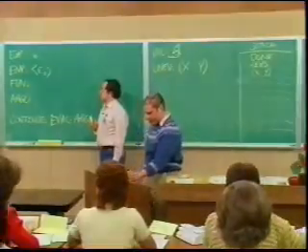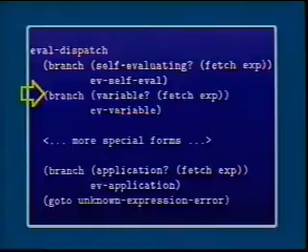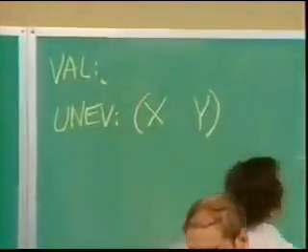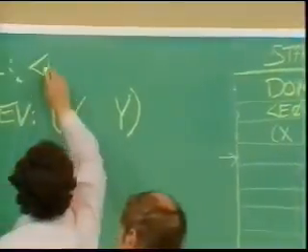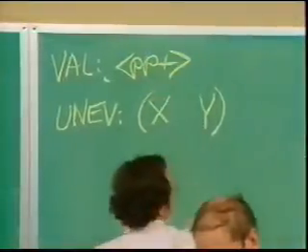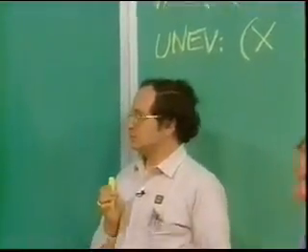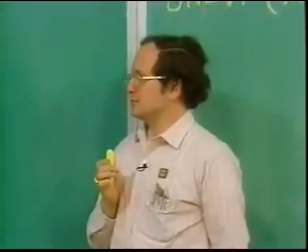Here we are back at eval dispatch. It's not self-evaluating. Oh, it's a variable. So we better go off to EV variable. All right? EV variable is assign to val, look up the variable value of the expression. Okay, so val's the primitive procedure plus. Okay, and go to fetch of continue. Eval args. Right, which is now eval args, not done.